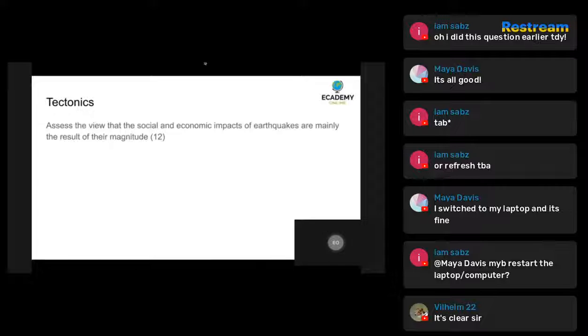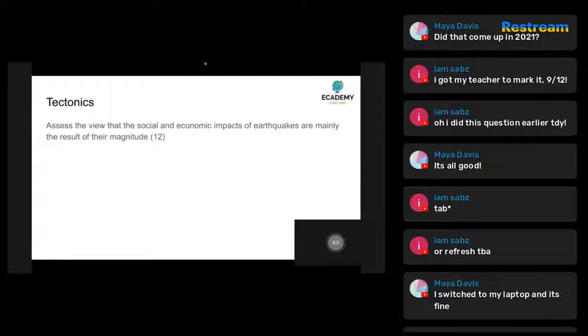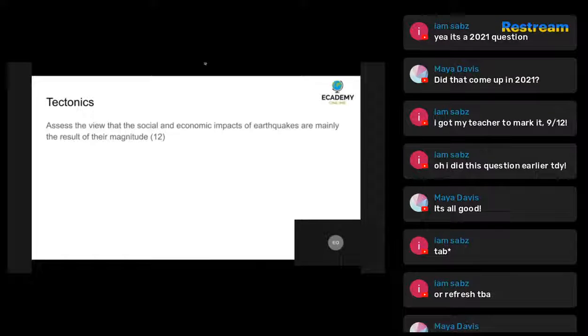And if you want me to, I could share a specific answer that maybe one of you have written and sent to me. Okay, so assess the view that socioeconomic impacts of earthquakes are mainly the result of their magnitude. So remember with assess style questions, that one of your paragraphs has to talk about the magnitude. Specifically, this question, you have to talk about whether magnitude is an important factor in the social and economic impacts.